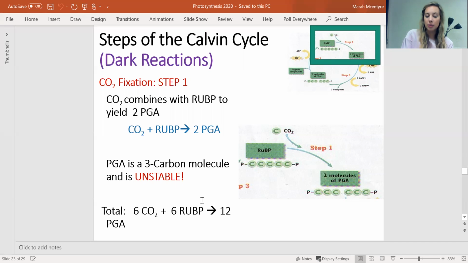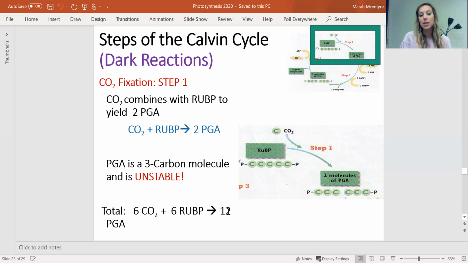And when we make PGA, PGA only has 3 carbons. So 36 divided by 3, and we will get 12. So we end up getting a total of 12 PGAs, each with 3 carbons. So we have 6 carbon dioxides, 6 RuBPs, and if we did the math there, that's 36, and we divide by 3 and we get 12 PGAs.